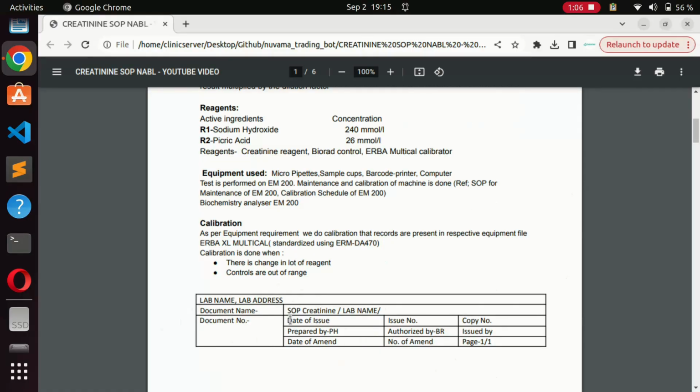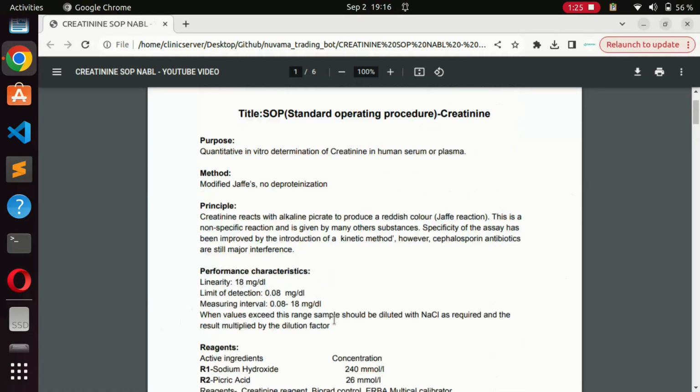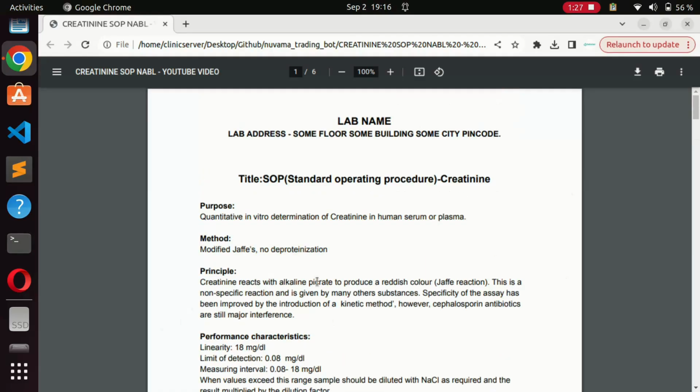And then we have these 9 details that are required for any given page in any given document, which is basically the date of issue, who has prepared the document, whether the document was amended, the number of the amendment, who has authorized this document, the issue number, the copy number, who has issued it, and then the page number. So you need all these details at the top and bottom of every page.